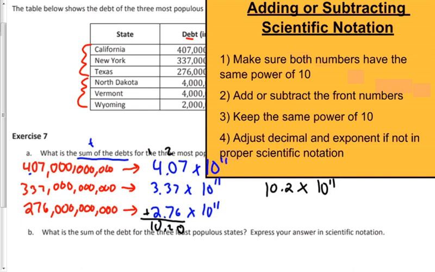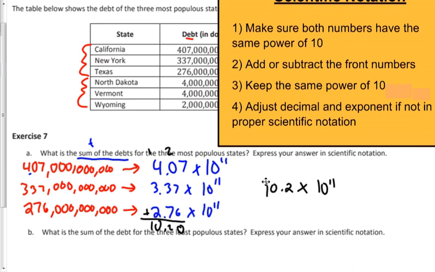And then number 4, adjust decimal and exponent if not in proper scientific notation. Okay. It's not in proper scientific notation because we don't have a number between 1 and 10 here. So to do that, we have to move it back 1. So it's going to be 1.02. And that's going to actually add 1 to our exponent. Because if we want to get back to 10.02, we would need a positive. Okay? So we'd have to go bigger. We'd have to have a bigger exponent. Okay? So it's 1.02 times 10 to the 12th power. That is the debt. All the debts.